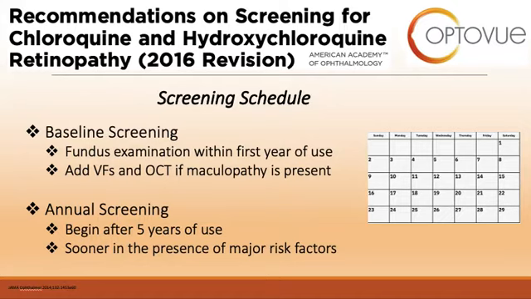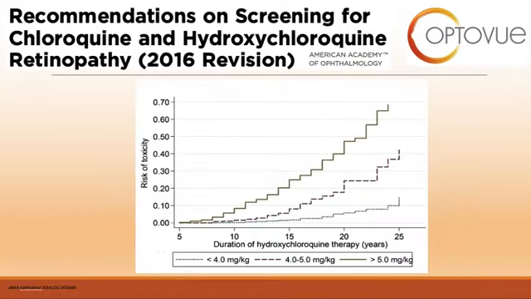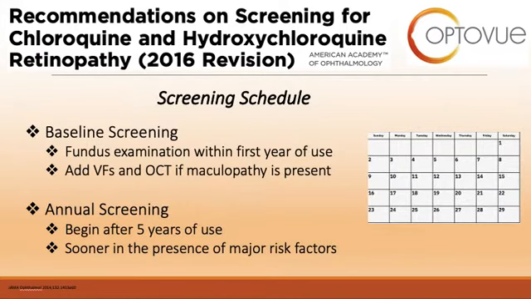Once we establish a baseline test, then assuming everything is normal, we can wait 5 years to do the next exam. The reason being, if you look back at this graph, from 0 to 5 years, there's almost zero risk of toxicity as long as the patient's taking the recommended dosage. So again, you can change this in your practice.